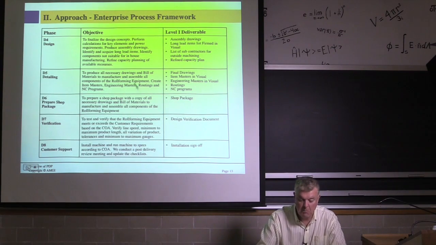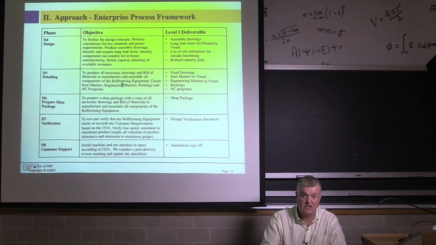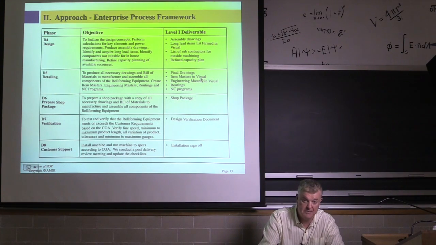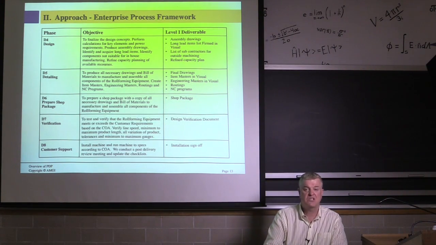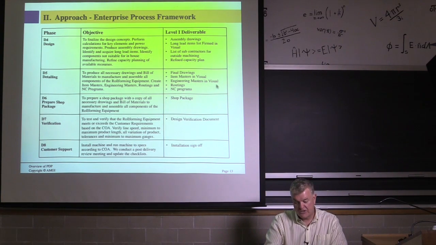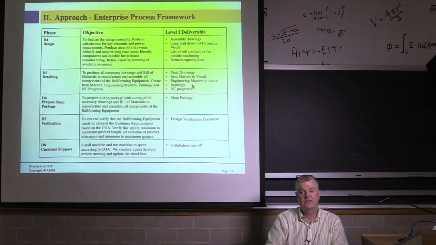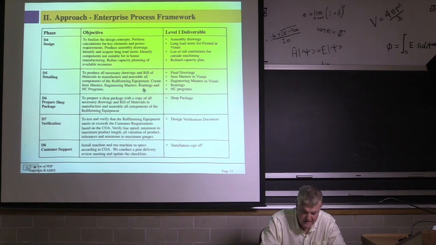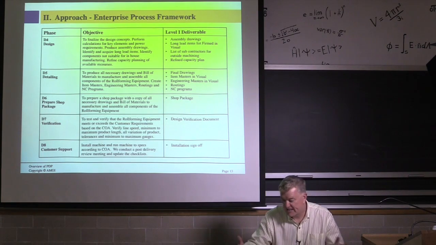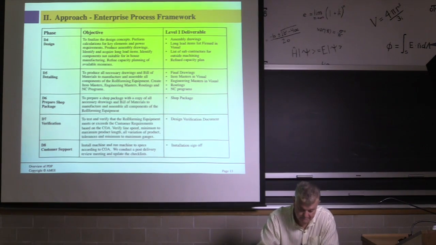Now the next thing we have to do is model and develop the workflow where these products, these deliverables, are created. So these are the outputs: final drawings, item master in an ERP. Visual happened to be the system they used at this time. It's an ERP system called Visual. Engineering masters in Visual. Writings are created, numerical control programs to drive the automated machine tools, the machining centers or robots, etc. But by the time you get to D6, this particular phase, you're actually preparing the shop package, and that's a bunch of work that has to be done.